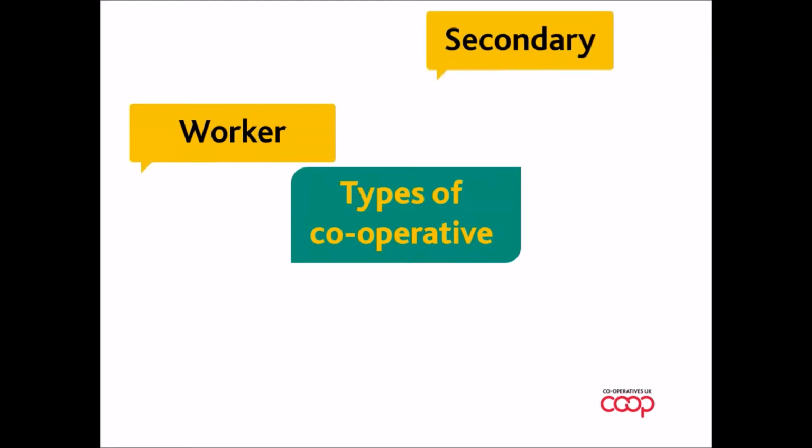A secondary co-op is a cooperative made up of other cooperatives. So you usually find some of the federal organisations in the UK, such as Cooperatives UK, has only other cooperatives in membership. So that is what we would term a secondary co-op. A user cooperative is really what it says on the tin. So the membership relationship is defined by people using the services of the cooperative.